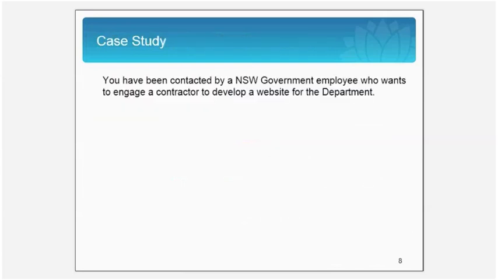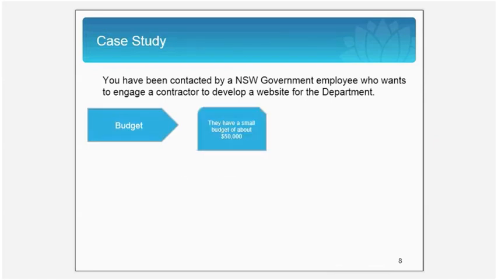Let's now look at a case study to understand when and how we use the short form contract. In this case study, we will review a department's request for assistance in determining the best course of action when purchasing under the Procure IT framework. In the given scenario, a government employee wants to engage a contractor to develop a website for the said department. He has a small enough budget of $50,000.